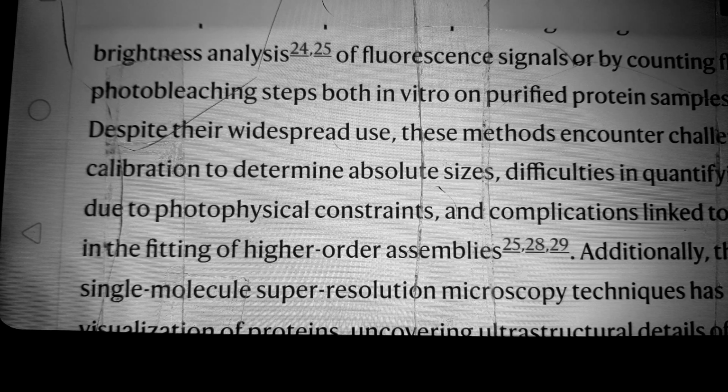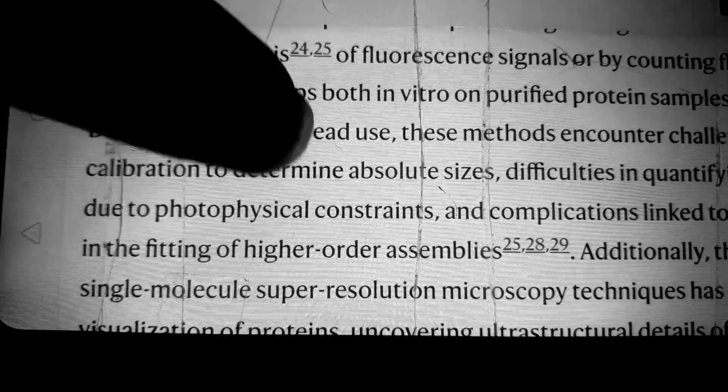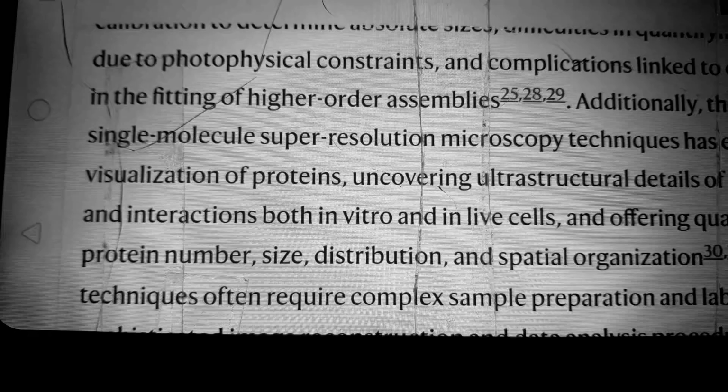Despite their widespread use, these methods encounter challenges like the need for calibration to determine absolute sizes, difficulties in quantifying large assemblies due to photophysical constraints, and complications linked to overparameterization in the fitting of higher order assemblies.